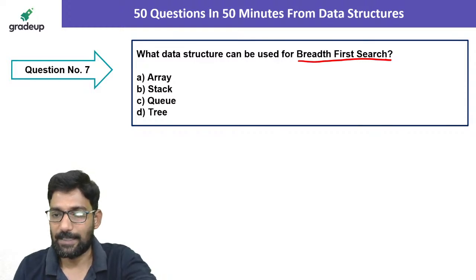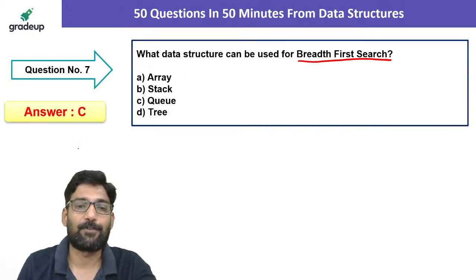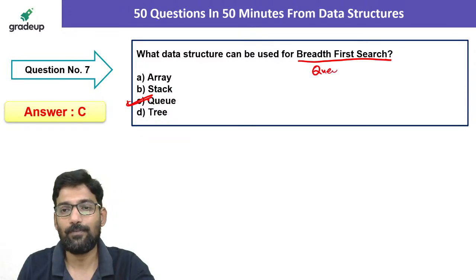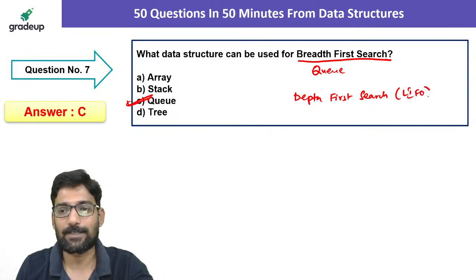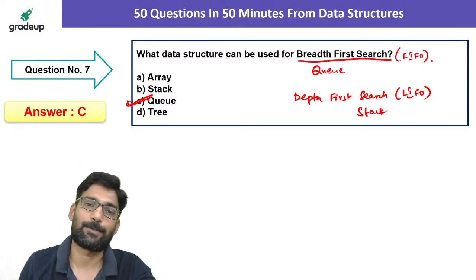Everybody say C, C, C. Yes, exactly. Of course, breadth first search uses a queue, whereas depth first search uses a stack, because we will traverse the elements in LIFO order for depth first search and FIFO order for breadth first search.